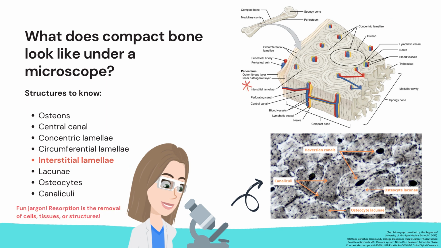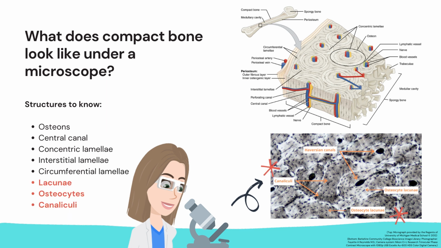Between osteons are interstitial lamellae. They are non-circular and fill in the areas around osteons. They are remnants of osteons that were partially resorbed during the process of bone remodeling. Resorption is the removal of cells, tissue, or structures by gradual breakdown into component materials.